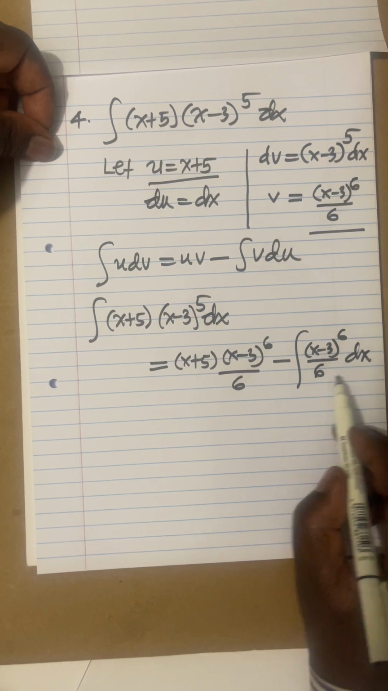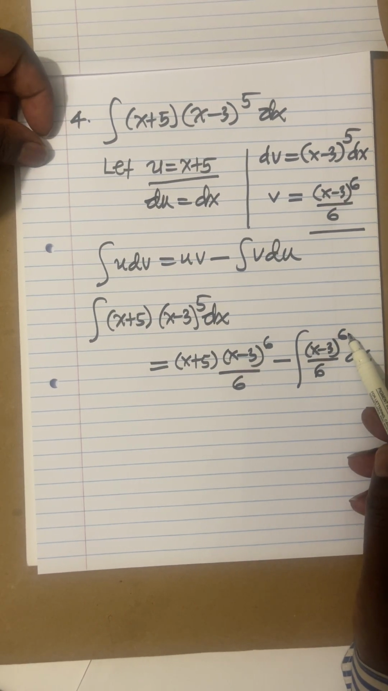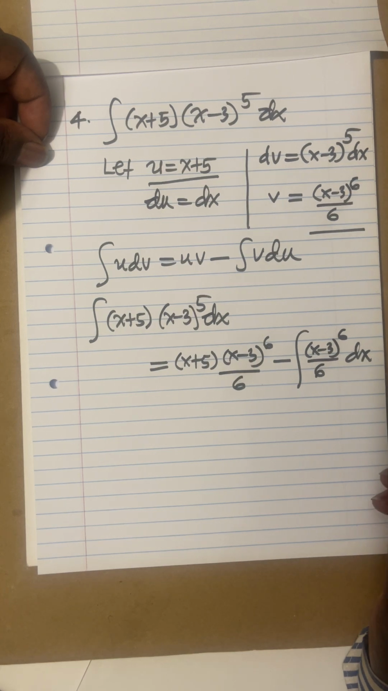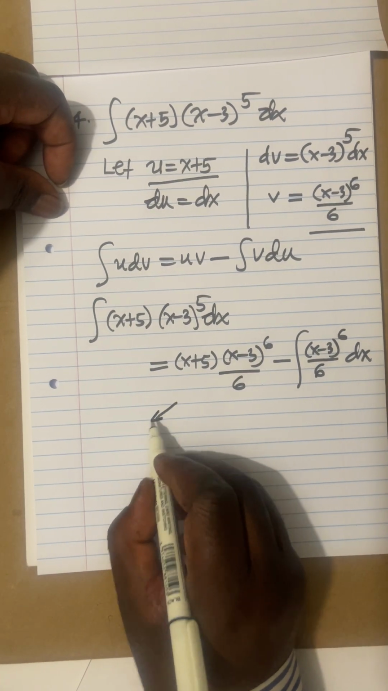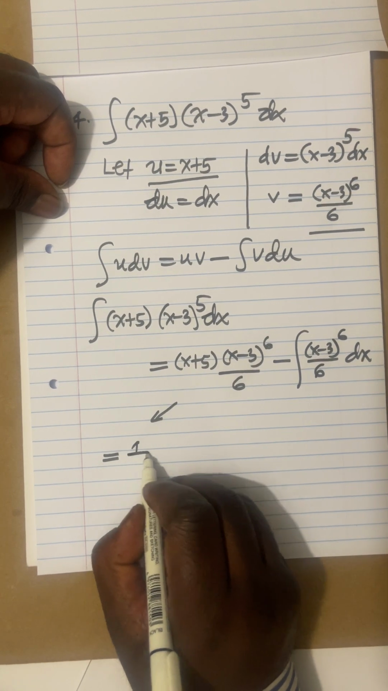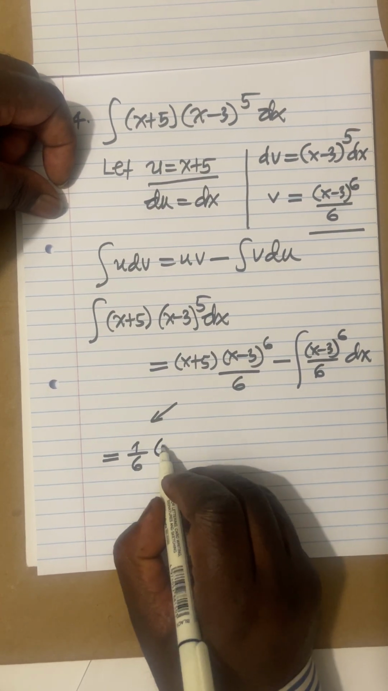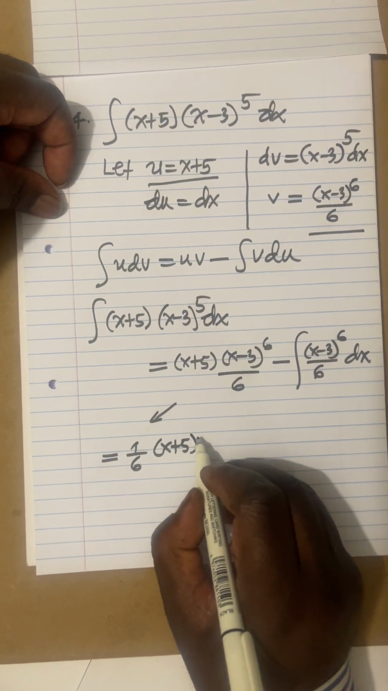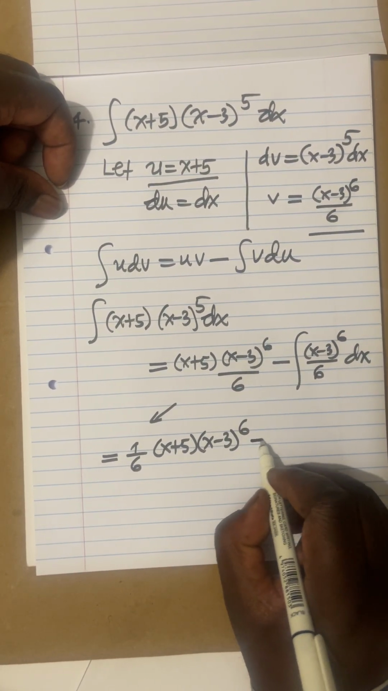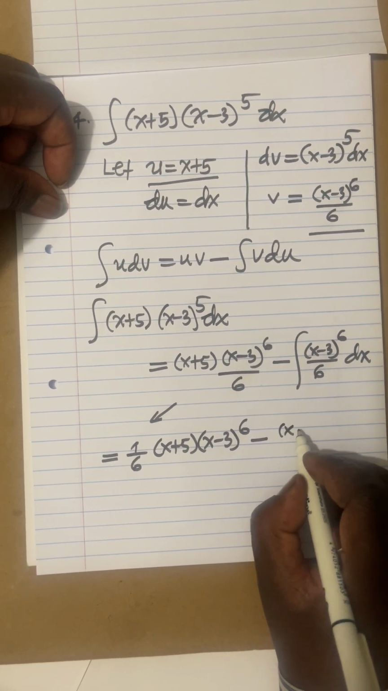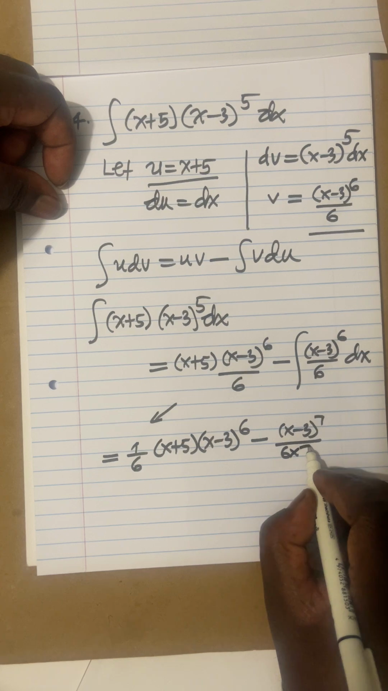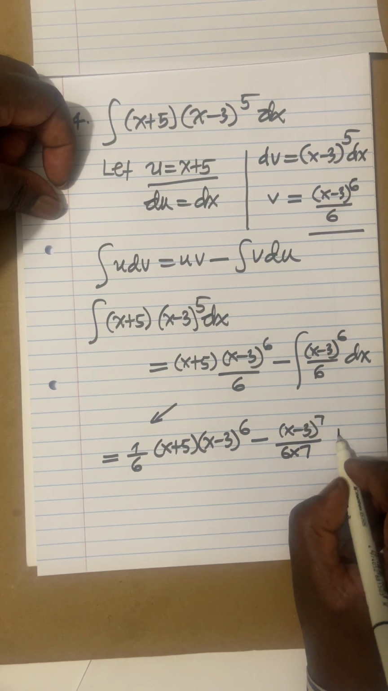Now integrating this part, you can see here that you're going to add 1, you get 7, and then you must divide. So 7 times 6, it will be 42. So then if I move backwards a little bit, I'm going to say the solution is 1 over 6. Obviously 6 is dividing. Then we have x plus 5, and then we have (x minus 3) to the power 6, and then we are going to have minus, remember, (x minus 3) to the power 7 all over 6 times 7, because 7 has to divide also, plus a constant.